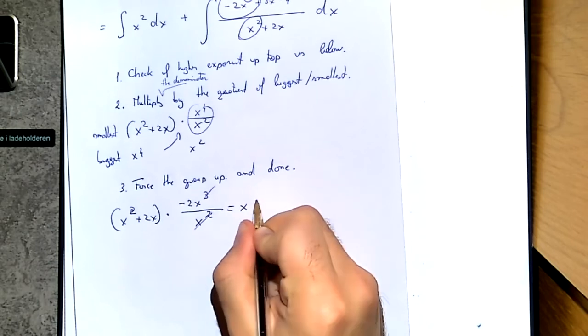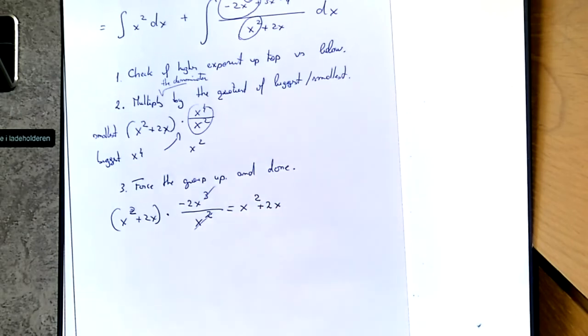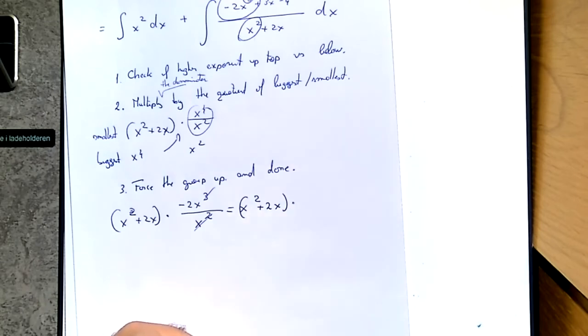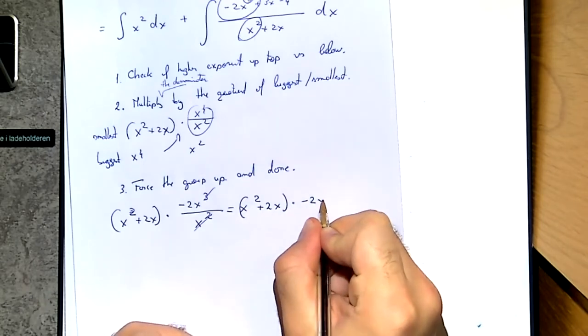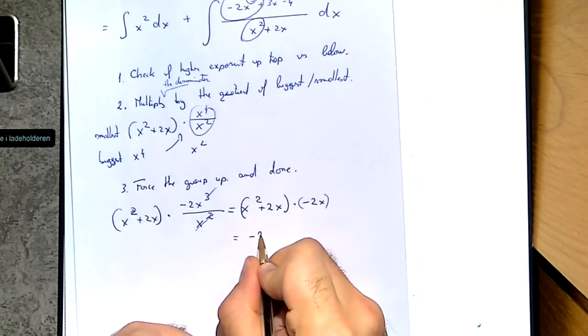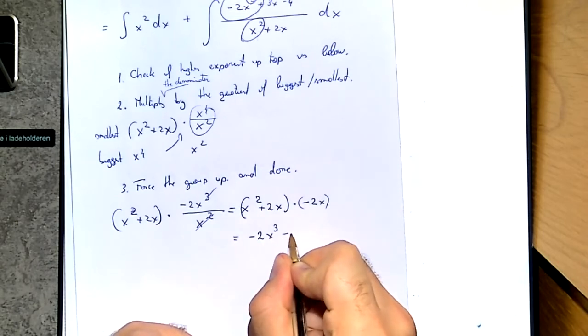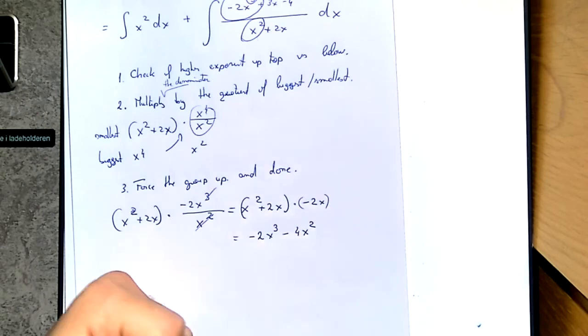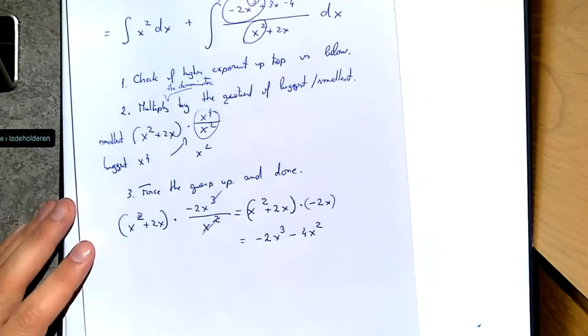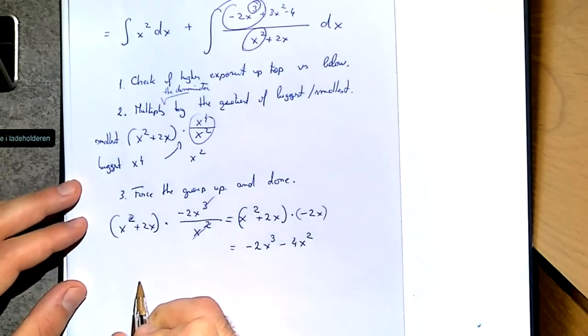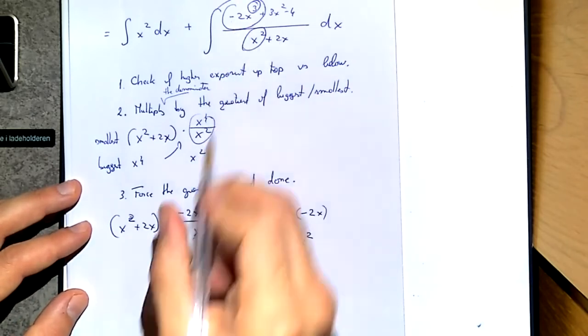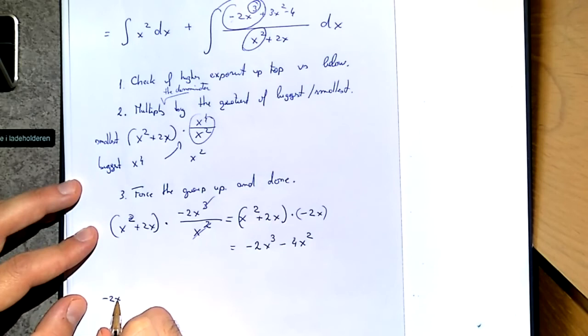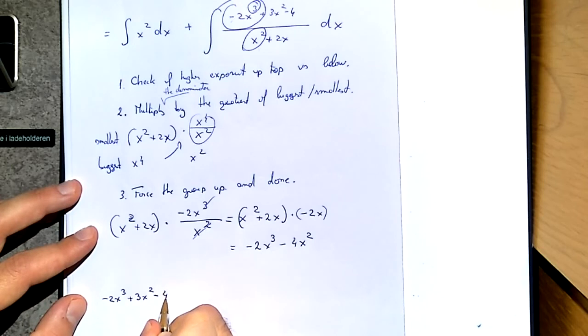So this is x squared plus 2x multiplied by minus 2x, which is just minus 2x to the third minus 4x squared. Okay. And now force the group up. Force the group up, right? So I had my thing up top, which is minus 2x to the third plus 3x squared minus 4.